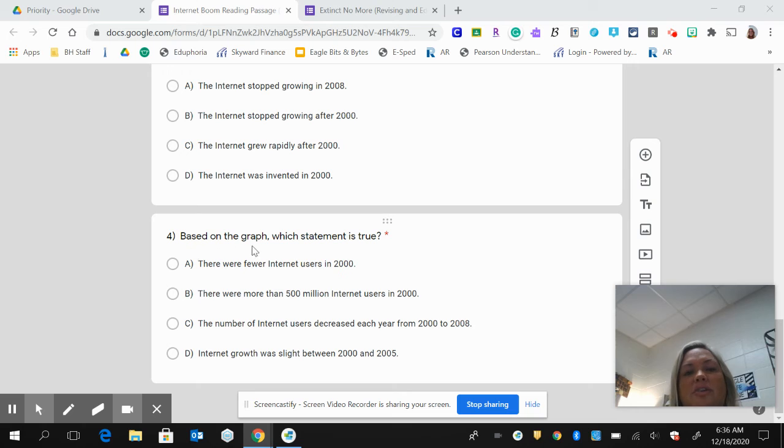Number 4, based on the graph, which statement is true? A, there were fewer internet users in 2000. B, there were more than 500 million internet users in 2000. C, the number of internet users decreased each year from 2000 to 2008. D, internet growth was slight between 2000 and 2005.